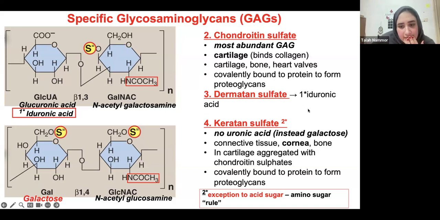Now, keratan sulfate is found in the connective tissue, the cornea, and the bone. And it's important to know the cornea is in the eye. Okay. Now, in cartilage, it's aggregated with chondroitin sulfate. So keratan sulfate is found in cartilage, aggregated to the chondroitin sulfate. And it's covalently bound to protein to form proteoglycans. So all of them will be covalently bound to proteins to form proteoglycans, except for what?